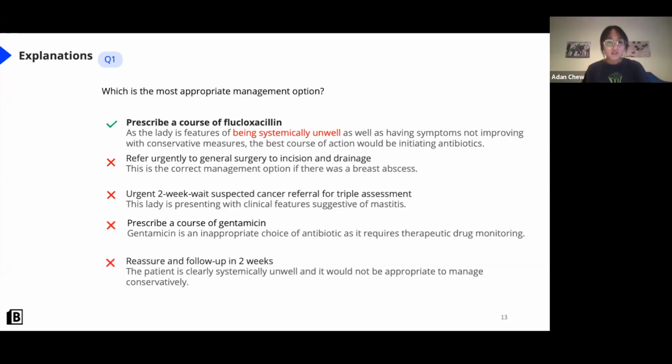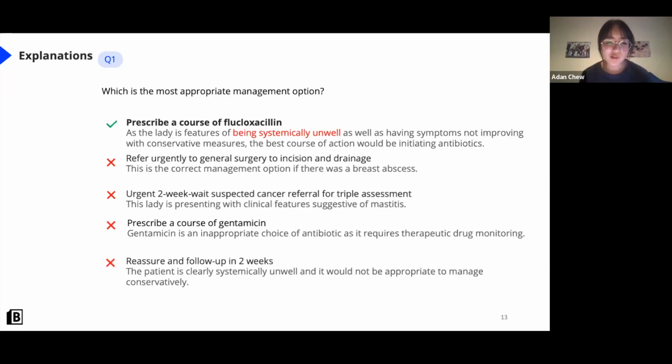That would be an indication for flucloxacillin. Referring to general surgery would be appropriate if she had a breast abscess, but there's currently no clinical indication that she has a breast abscess. You'd see a swinging fever, and you'd also see a mass if there was an abscess. Urgent 2-week wait: she's a young lady, and the most likely diagnosis is mastitis, so a 2-week wait wouldn't be the most appropriate.